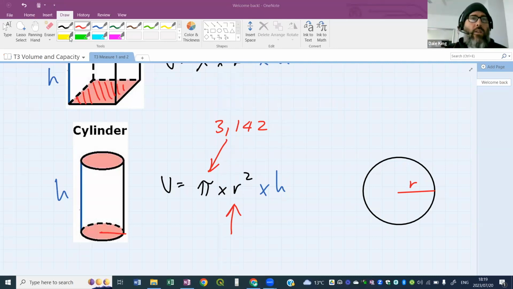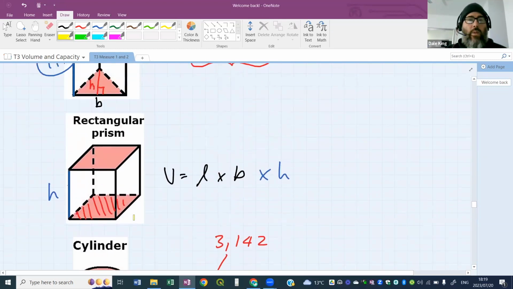So this first part that I'm highlighting in yellow is the area of the base shape, which is a circle. Then the one in the middle is a rectangular prism. This is the easier one: length times breadth times height. And this part of the formula, length times breadth, is the area of the base shape, which can be a square or a rectangle.